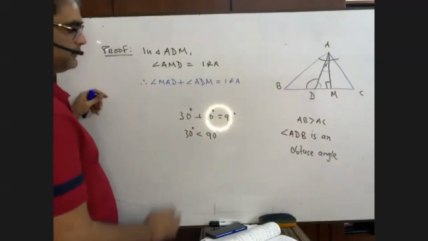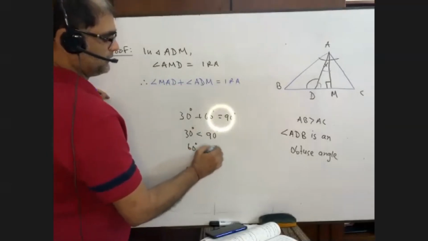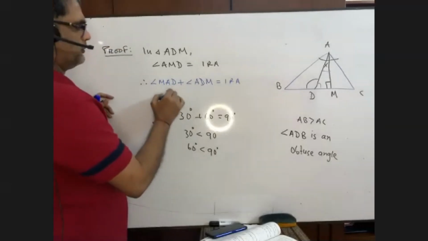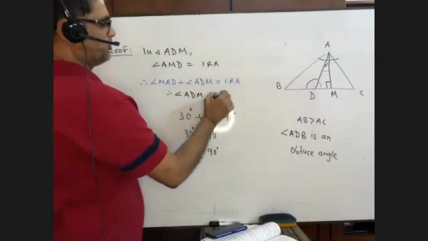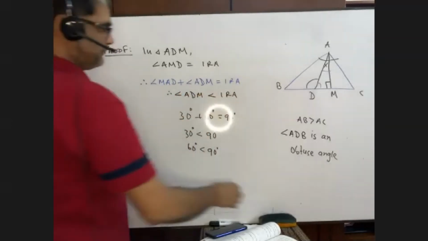Yes, sir. Can you write 60 degrees is less than 90 degrees? Of course, obviously. So can we write, therefore, angle ADM is less than one right angle? Yes, sir.